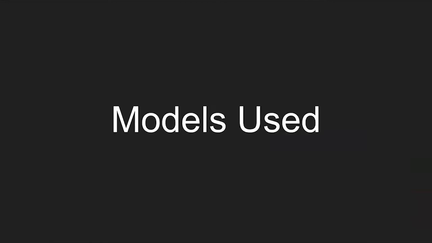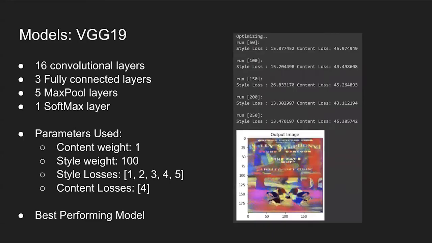Now we get into our models used. The first model that we used is the VGG19 model. We basically only use the 16 convolutional layers and the 5 max pool layers for our process. These are basically the same parameters that we saw in the previous slides. And these earlier layers outputted a really appealing output image, a movie poster.